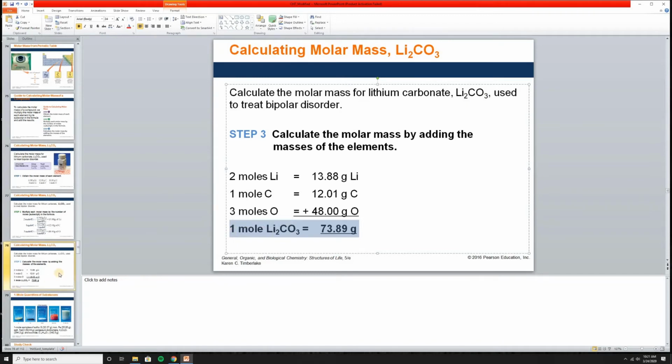Okay, so that's basically it. That's how you figure out the molar mass of anything. You just add up all of the molar masses of each individual element in the formula, and you get your answer.